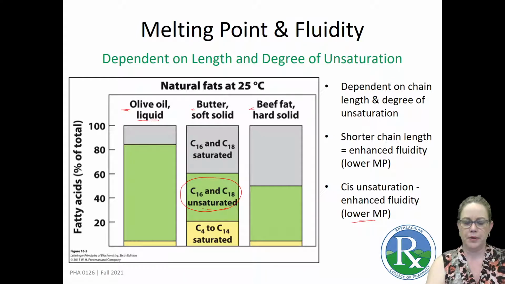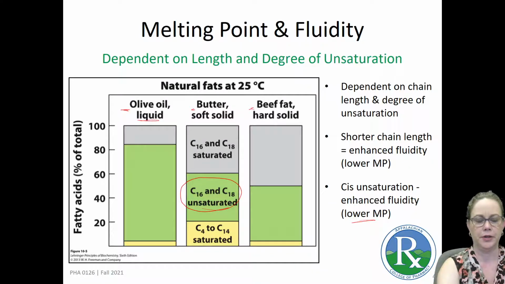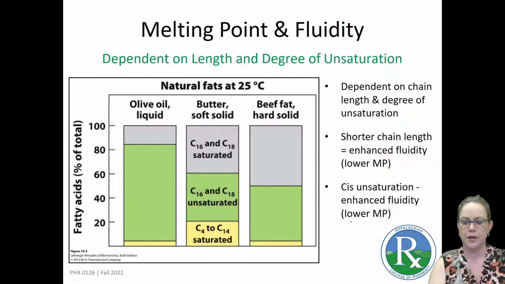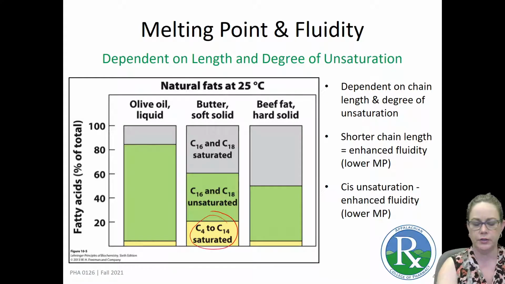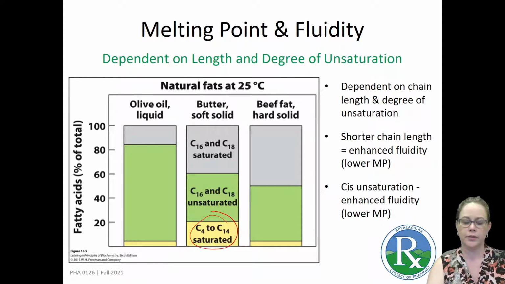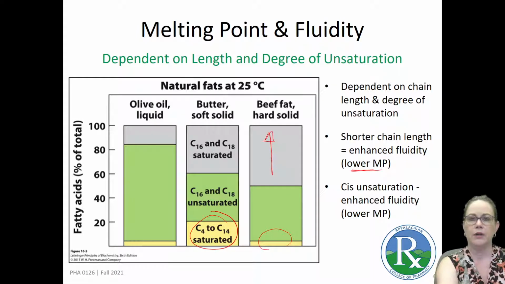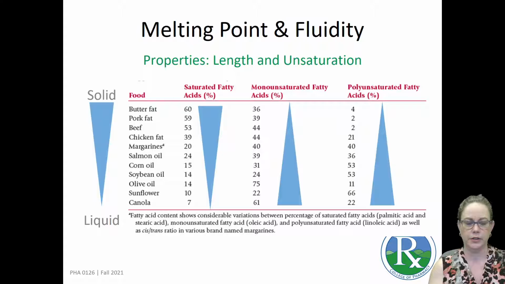And then if we compare our butter and our beef fat, what we're seeing here, they have a comparable amount of the unsaturated in green, but we're seeing a larger percentage of the shorter saturated fatty acids compared to the beef fat, which has a larger amount right here of these longer saturated fats. And we said the shorter chain has a lower melting point. So that's how we arrive at our olive oil being a liquid, the butter being a soft solid, and the beef being a hard solid.